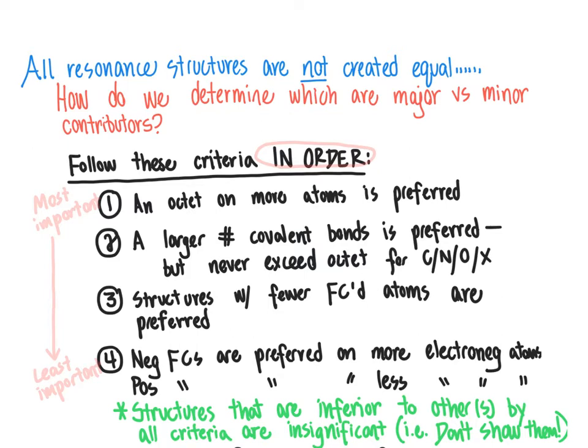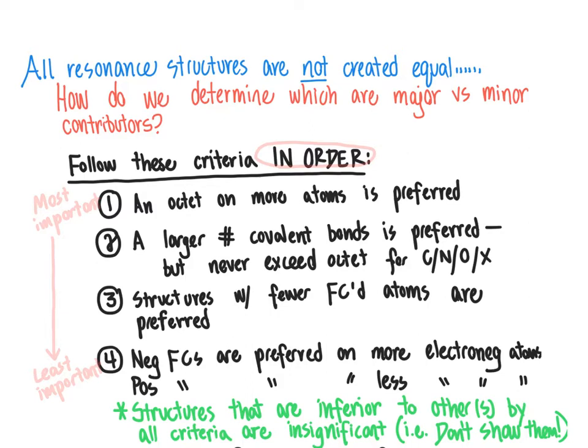So as we're looking at the structures, if we see that one structure has a total of 5 covalent bonds and the other one has a total of 6 covalent bonds, the one with 6 covalent bonds is going to be the preferred structure. Do keep in mind though, when you're thinking about a larger number of covalent bonds being better, you can never exceed the octet rule for carbon, nitrogen, oxygen, halogens, which we're representing by X there. You just can't do it. You can be below the octet, but never above the octet.